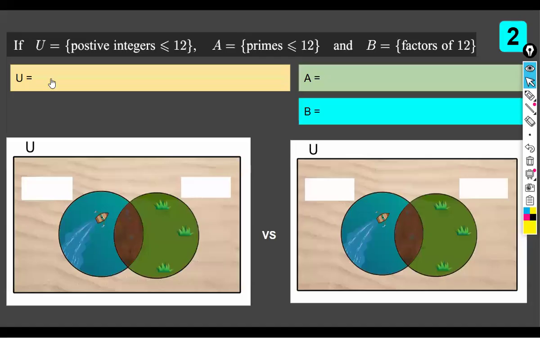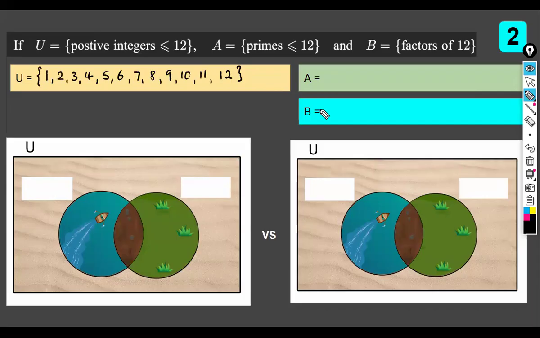What are all the positive numbers up to 12? Now, less than or equal to 12 means we have to include 12, right? So it's going to be 1, 2, 3, and then it's going to count all the way up to what? 12. And I hope I didn't forget. If I can't count to 12, then I probably shouldn't be your maths teacher. 1, 2, 3, 4, 5, 6, 7, 8, 9, 10, 11, 12. Everyone write that down for me.